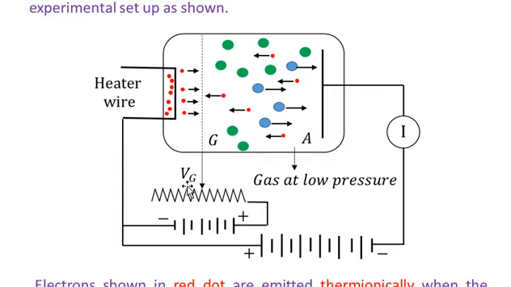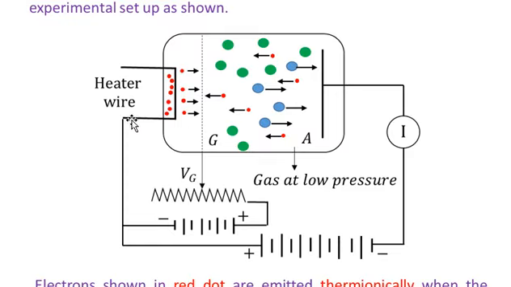Let me explain. This is the battery that provides the grid voltage, and there is a slider over here. It means you can change the value of Vg from a very small value to a greater value, and to have a greater value of Vg you need to move the slider towards the positive terminal. The negative terminal of this battery is connected with the cathode, which is not shown. The cathode plate is just in front of the heating wire, and the heater wire heats the cathode terminal.